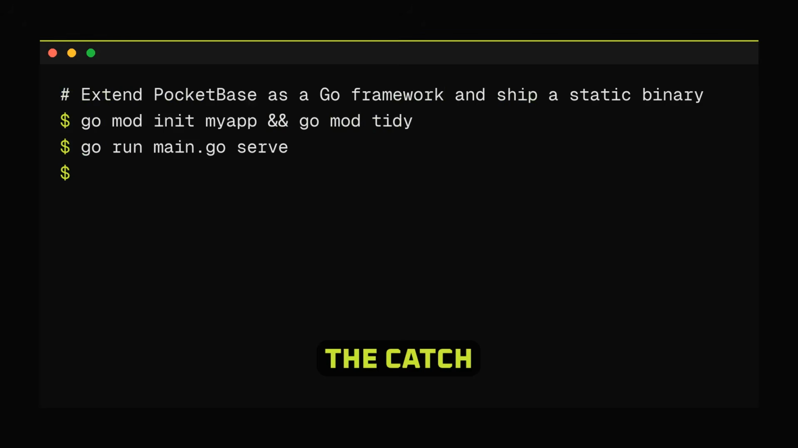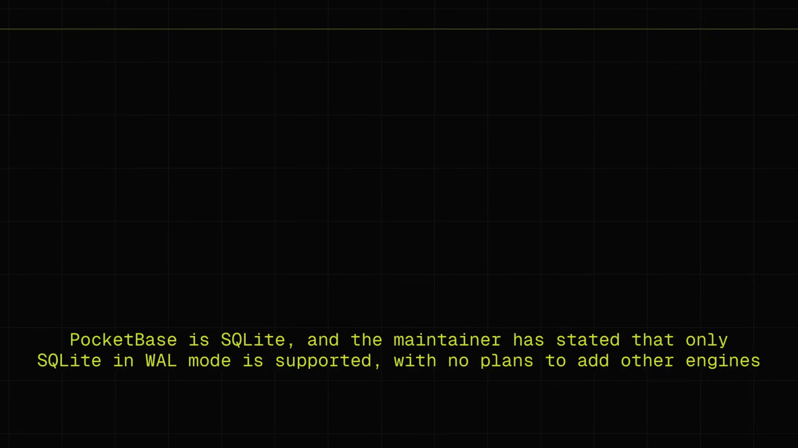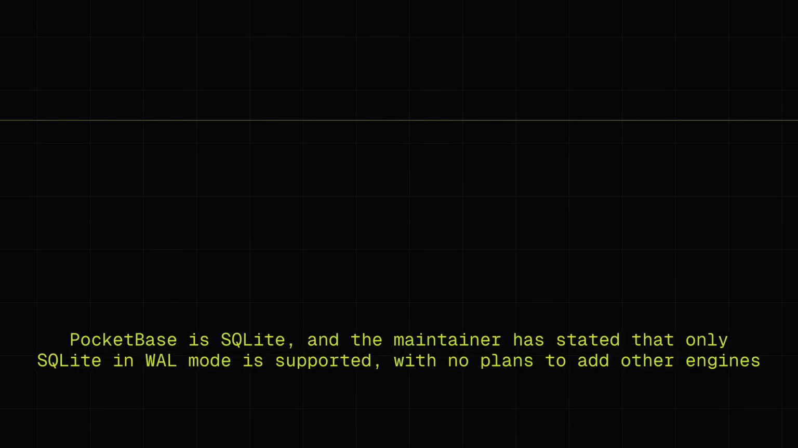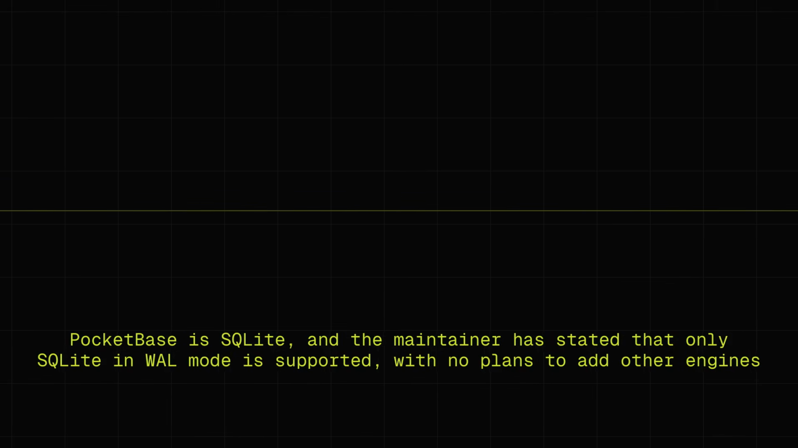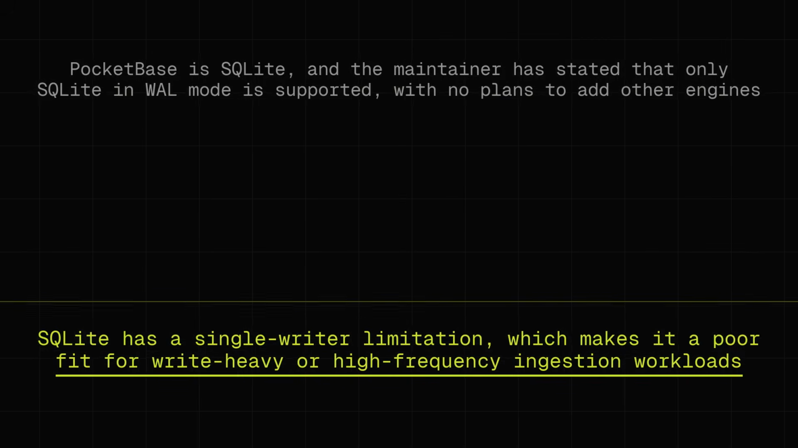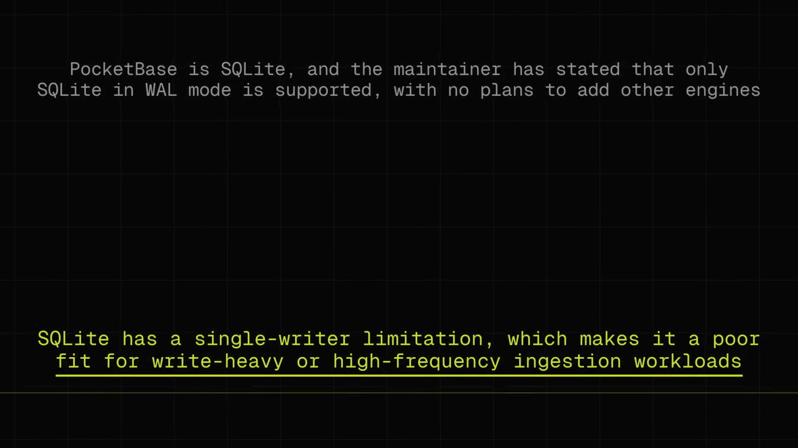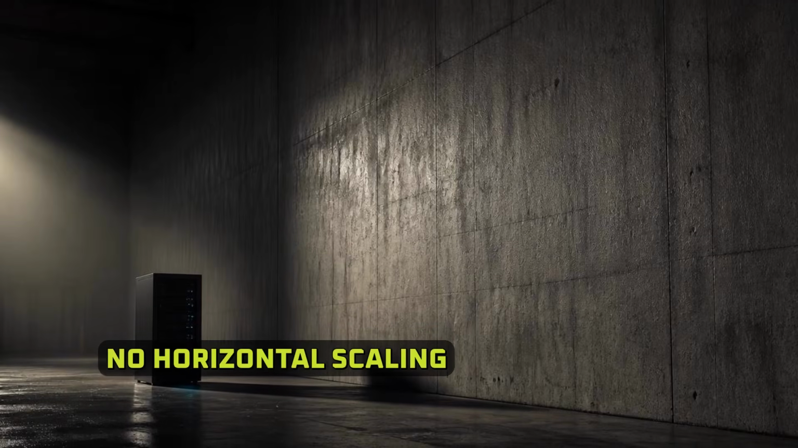Now the catch, because this is where the open loop pays off. PocketBase is SQLite, and the maintainer has stated that only SQLite in WAL mode is supported, with no plans to add other engines. SQLite has a single writer limitation, which makes it a poor fit for write-heavy or high-frequency ingestion workloads. There is no horizontal scaling path.